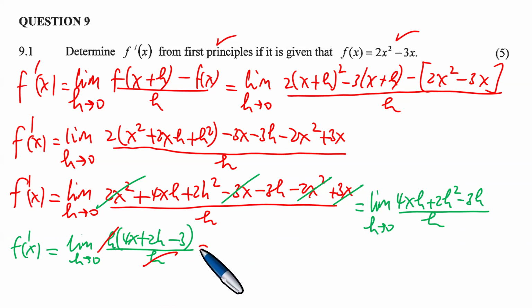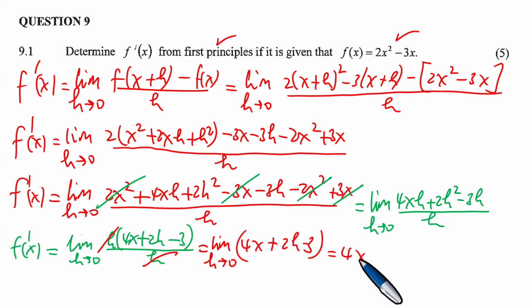And this cancellation law produces the limit as h tends to 0 of 4x plus 2h minus 3. Taking the limit as h tends to 0, we get 4x plus 2 times 0 minus 3, which is actually 4x minus 3. And this is the answer. So to determine f prime of x from first principles, if it is given that f of x equals 2x squared minus 3x, we get exactly 4x minus 3.